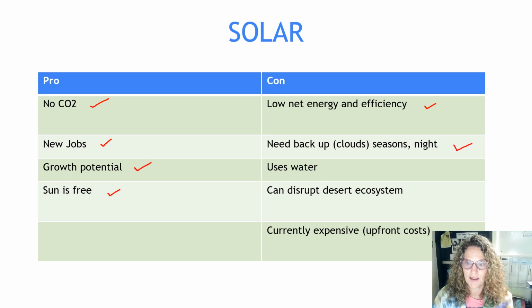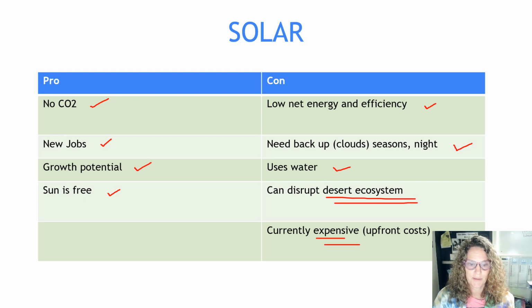But again, at night, when it's cloudy, when it's raining, what do you do if that's your only source of energy? It does use a bit of water. It can disrupt desert ecosystems if we're talking about a big solar farm, and it's pretty expensive right now. We are getting some tax rebates.